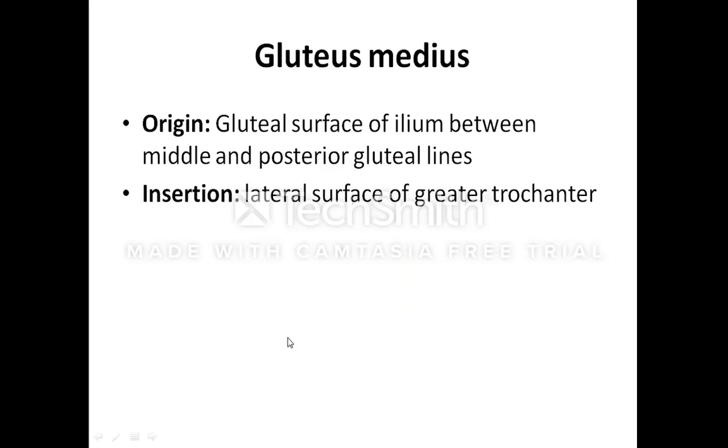Second muscle is the gluteus medius. It originates from the gluteal surface of the ilium between the middle and the posterior gluteal lines. It is inserted into the lateral surface of the greater trochanter.